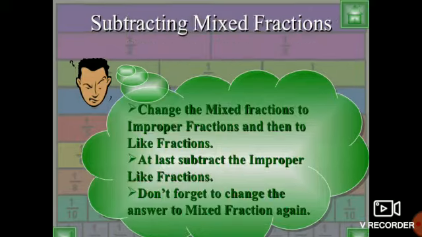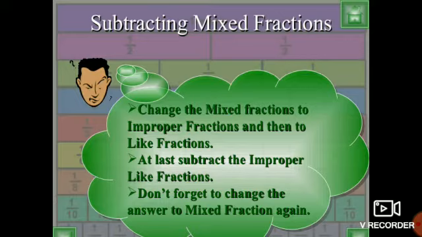Now next I'll be explaining you subtracting mixed fractions. So when we have to subtract the mixed fractions, see, we cannot directly subtract the mixed fractions. First of all, change them to improper fractions and then to like fractions, right? After changing them to like fractions, then subtract the improper like fractions. And don't forget to change the result, the answer, to mixed fraction again.